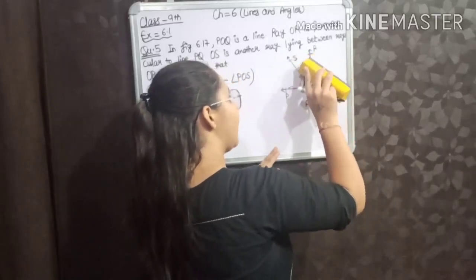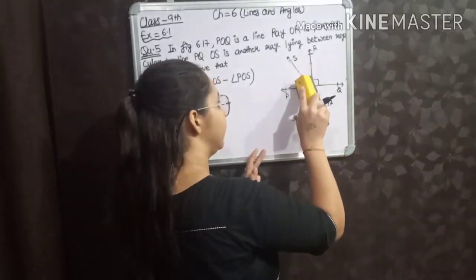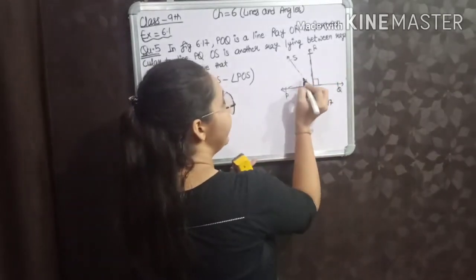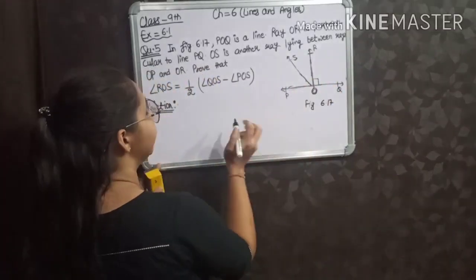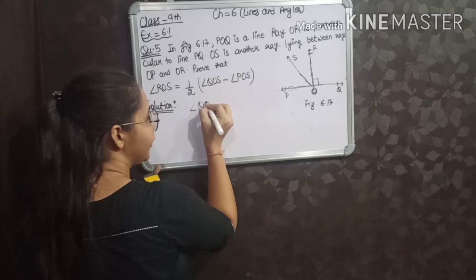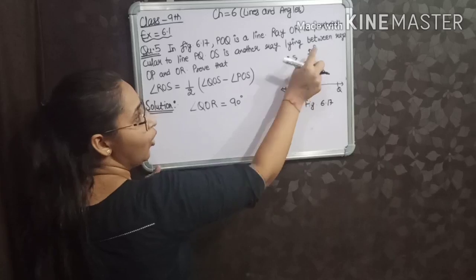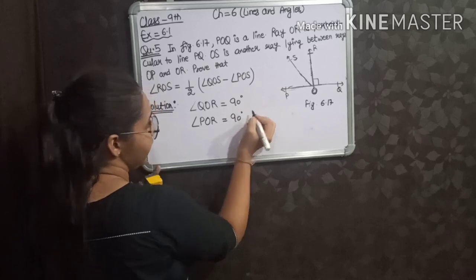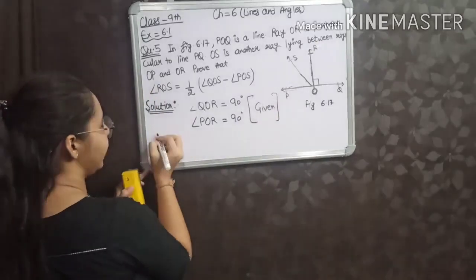Do you understand what we have to prove and what is given? Given: OR is perpendicular to PQ. It means if a ray is perpendicular to a line, angle QOR is equal to 90 degrees and angle POR is also 90 degrees. This is given. And what do we have to prove?